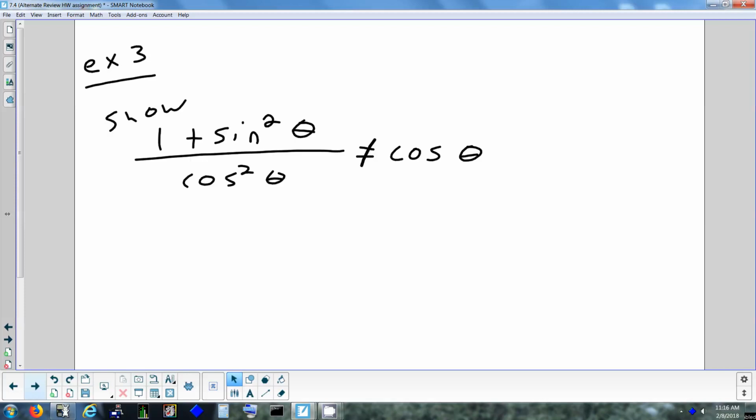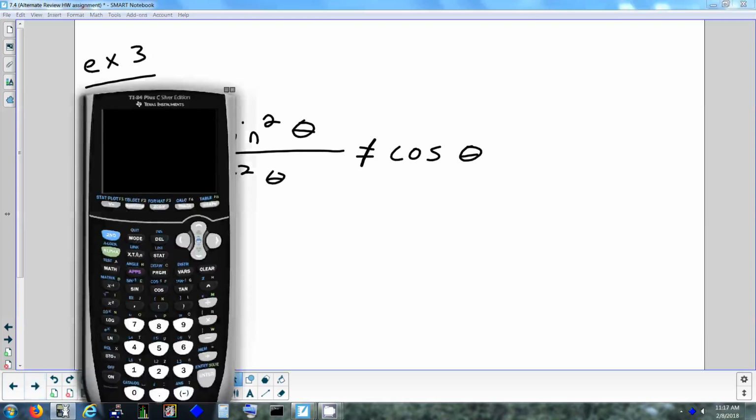Dan? Pick a value for theta and just solve. Yeah, I could just pick a value for theta and solve it. Try to avoid something special like 0, because it might work out that 0 works on both sides. I would do something random like 0.4. Plug in 0.4 radians, or plug in like 37 degrees on the left, plug it in on the right, and see if it comes out the same.